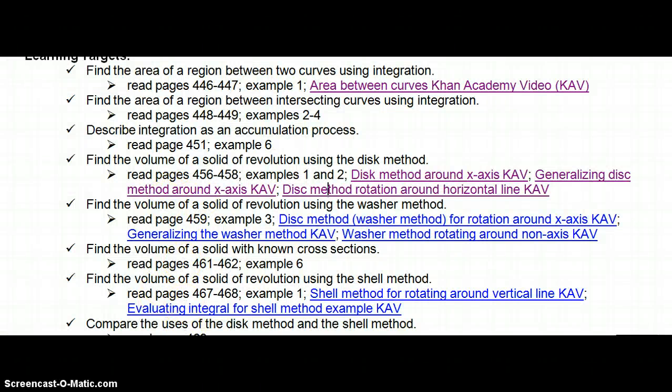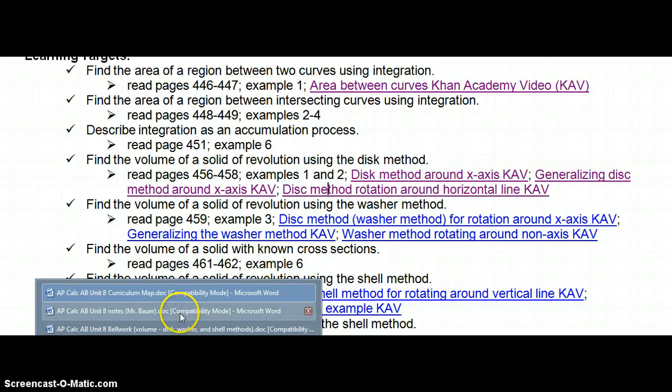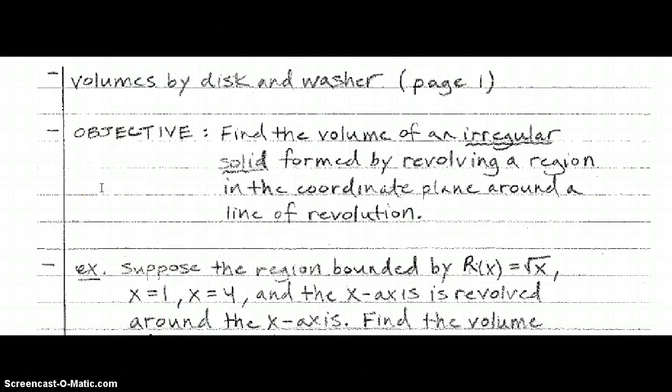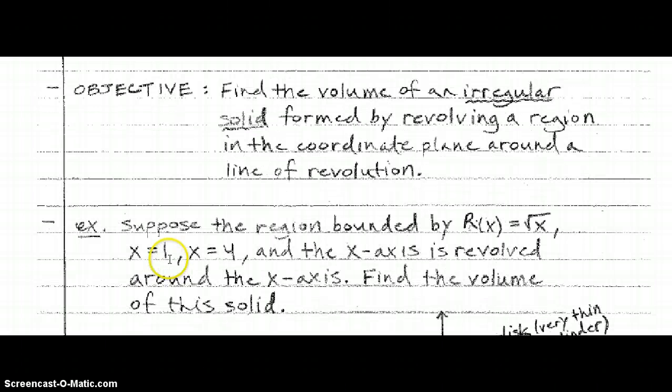I'm going to work through my notes. So our objective is to find the volume of an irregular solid formed by revolving a region in the coordinate plane around a line of revolution. We'll go straight to an example.